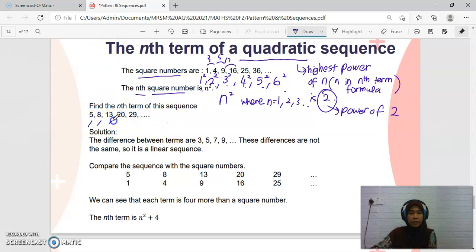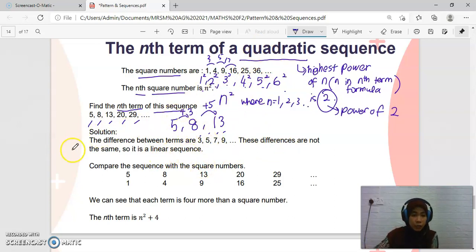So ini contoh dia. Have a look. We have 5, 8, 13, 20, and 29. That is sequence number. Kita nak cari the nth term of this sequence. First, bila dapat sequence, awak check sama ada dia linear ke, ataupun quadratic, ataupun cubic. Okay. So you check the differences. Kat sini beza dia 3, 5, 7, 9. Kan 5, 8, 13, ini tambah 3, this one tambah 5. Memang berbeza. So tak sama. So dia bukan linear sequence.